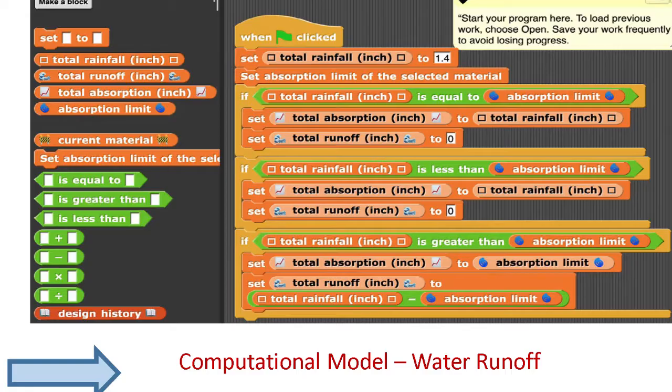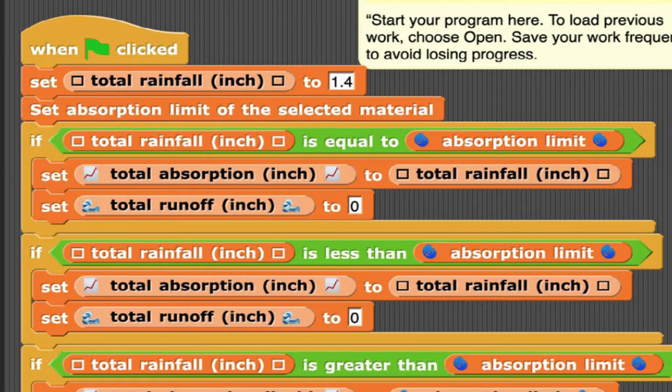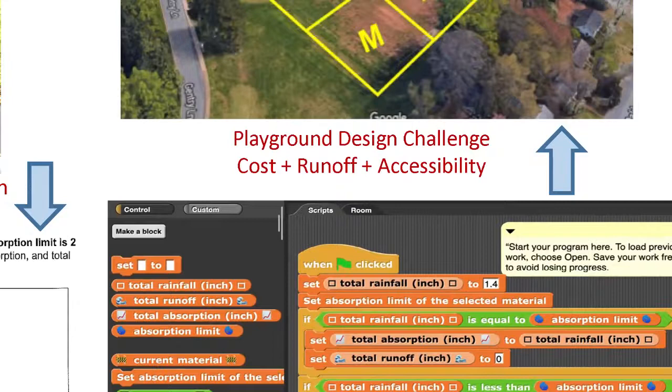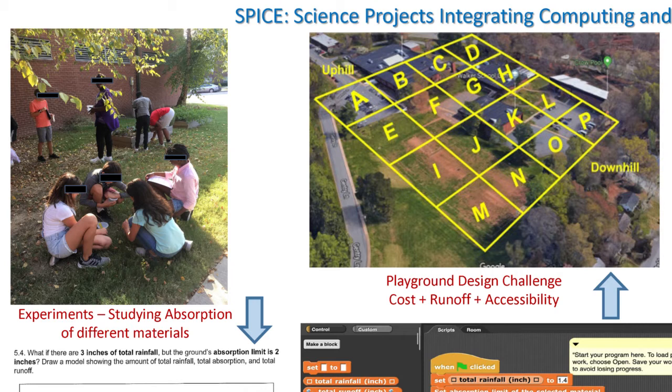So they build that into a computational model, which is a very simple model. It says if you have this much rainfall and your material can absorb this much, what is the remaining amount? If the material can absorb all of the rain, then you get no runoff. If it cannot, then the difference becomes runoff. So that's the computational model. And then of course, we presented the engineering problem to them early on. They have to redesign their playground to minimize the amount of runoff or flooding on the playground.